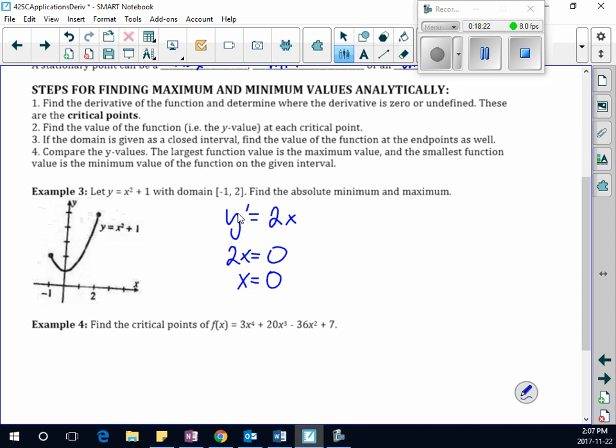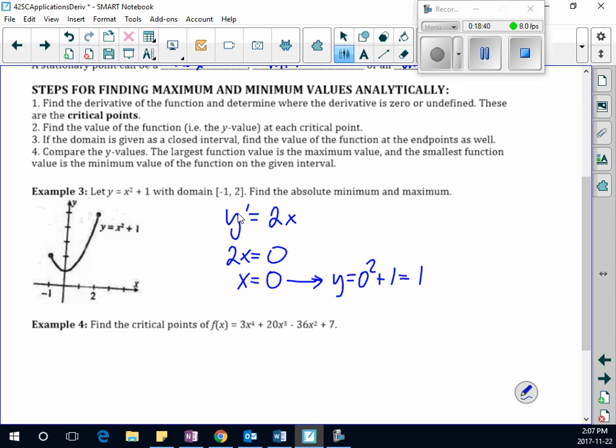So in order to know what that is, I need to plug it into y equals 0 squared plus 1. That means at 0, there's a y value of 1 right now. I don't know if it's the max. I don't know if it's the min yet. I just know it's 1.